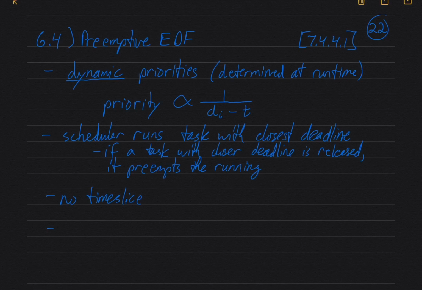Now, as for the schedulability tests, assuming that the deadline for the task is equal to the period, it is simply whether the processor utilization is less than or equal to 1. That's the schedulability test, so very simple.